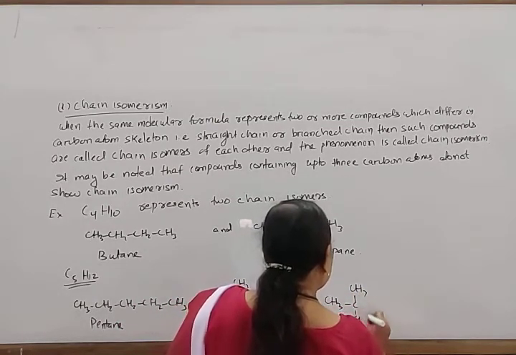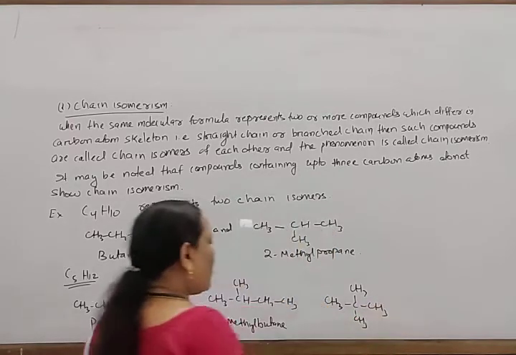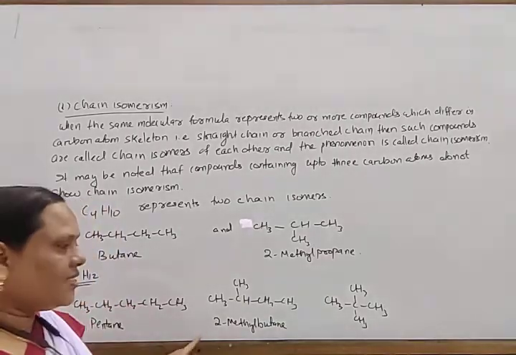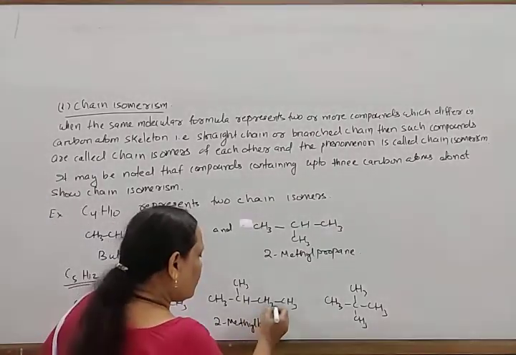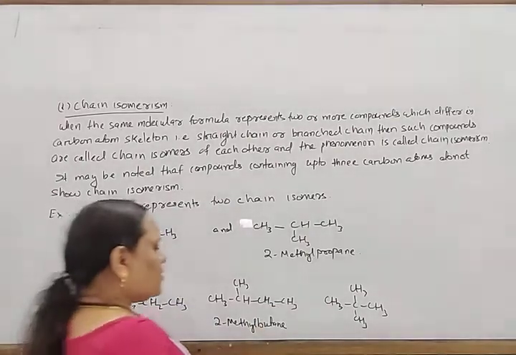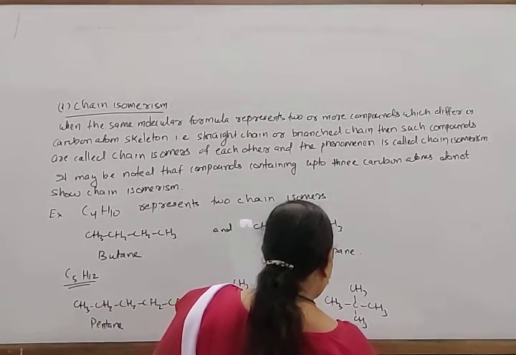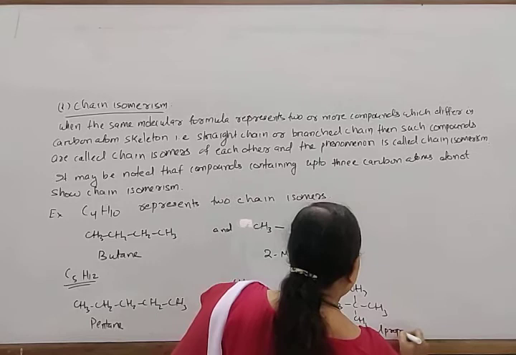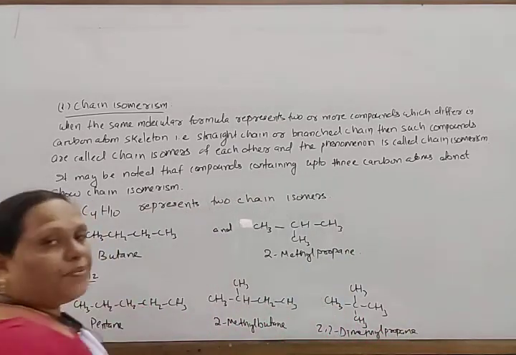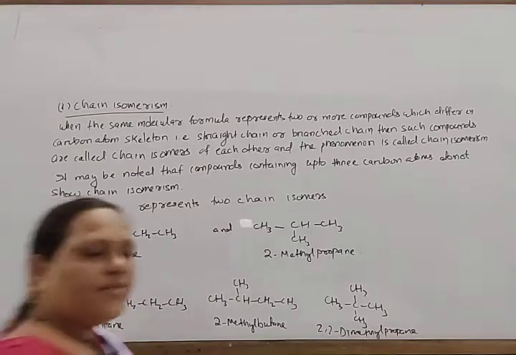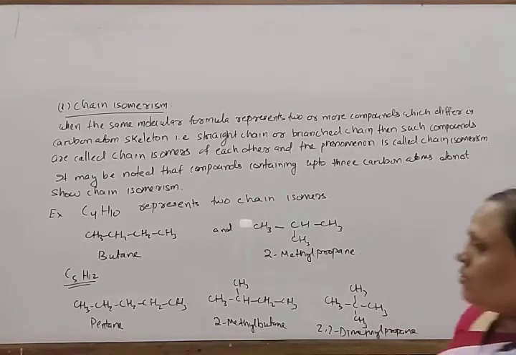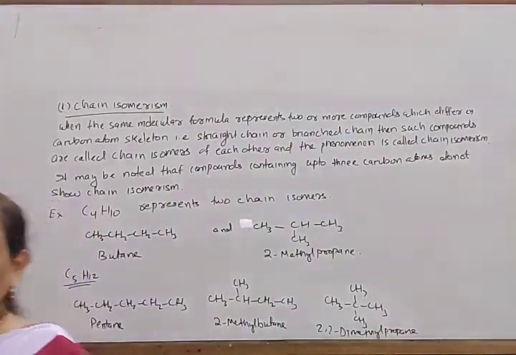Similarly, another one is CH3, C, CH3, CH3, CH3. All of the formula is C5 and H is total, you can count, 12. So this is 2,2-dimethylpropane. So C5H12 can form 3 chain isomers. Okay, so in this way, this is your chain isomerism.